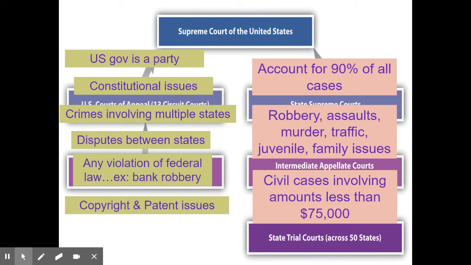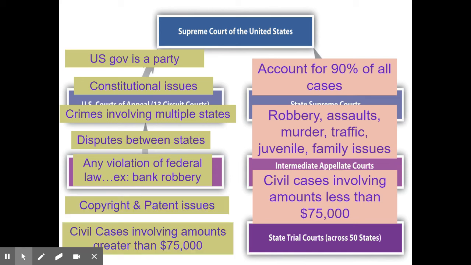And then any sort of copyright or patent issue. Copyrights are on works of art, and a patent would be an invention. If there's some sort of dispute over copyright, or over some patent that was filed, then that's going to be on the federal side. And then any kind of civil case, again, you're fighting over money. If the amount is pretty significant, like greater than $75,000, most likely that case will be heard in the federal court system. So again, this is just another example of federalism.